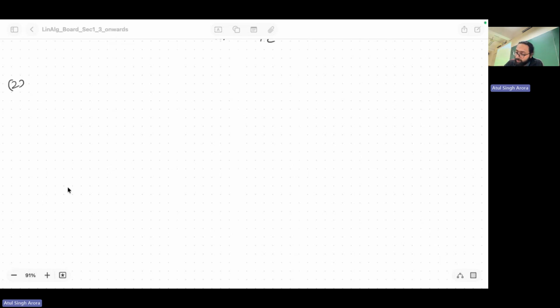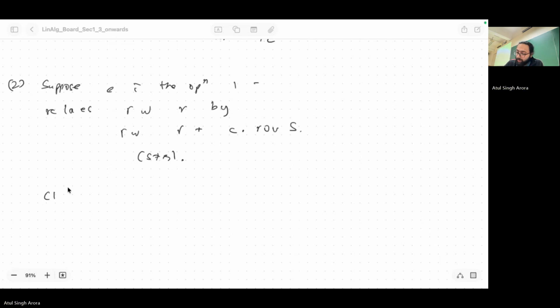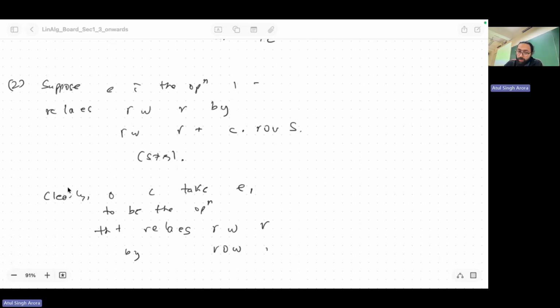The second one is the most complicated one. Here we say that suppose E is the operation that replaces row R by row R plus C times row S. Okay, and S is different from R. So now clearly one can take E1 to be the operation that replaces row R by row R plus minus C times row S.